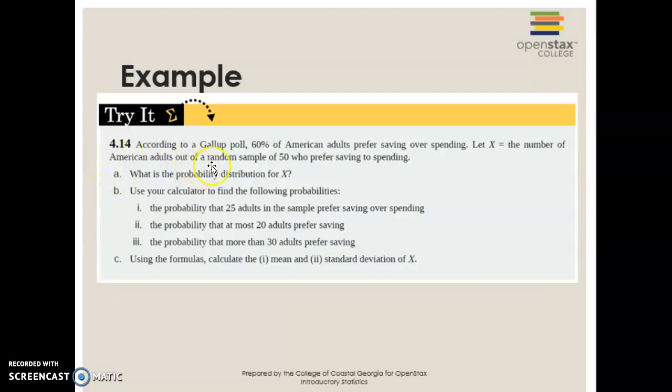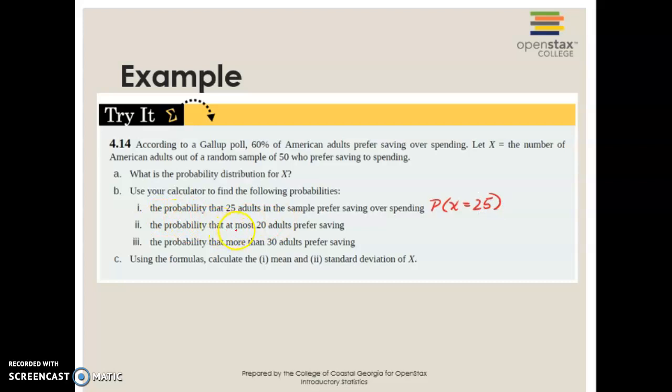According to a Gallup poll, 60% of Americans prefer saving over spending. Let X equal the number of adults out of a random sample of 50 who prefer saving to spending. What is the probability distribution for X? And use your calculator to find the following probabilities. The probability that 25 adults in the sample prefer saving over spending. That would be exactly 25. So here your probability would be that X equals 25.